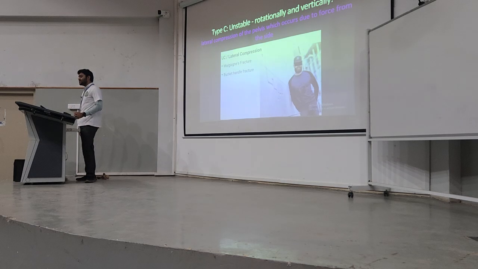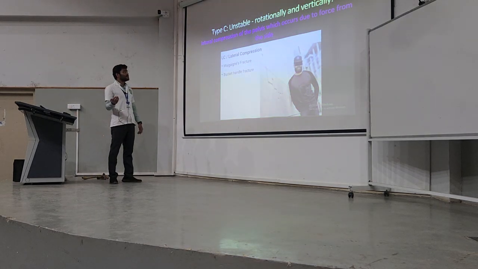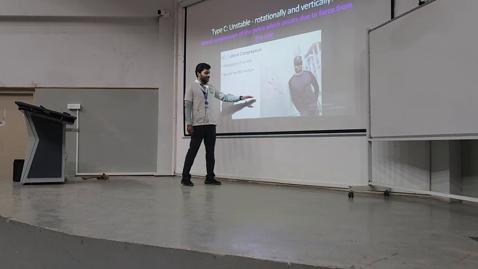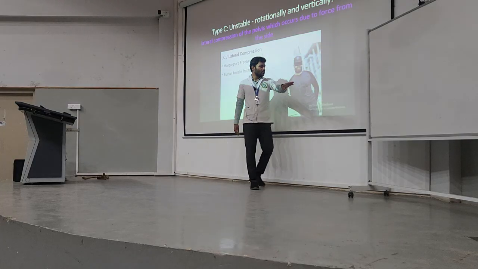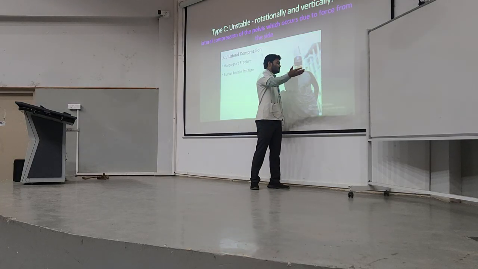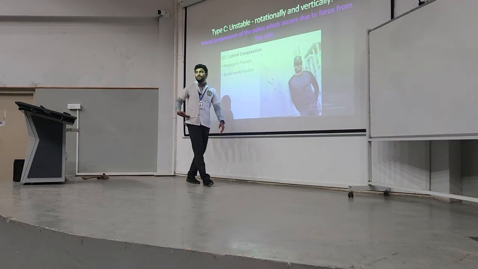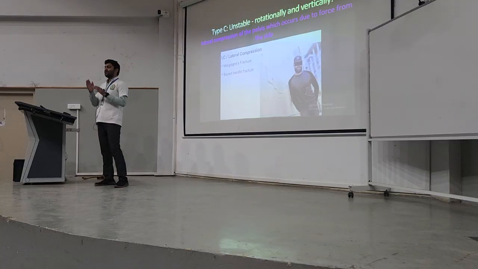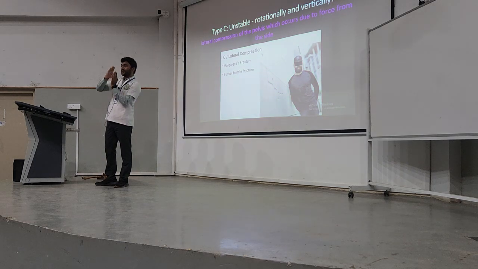Type C will be the unstable rotationally and vertically, where lateral compression of the pelvis occurs due to force from the side. So suppose a person is standing to the side of a wall. So if a car or some object comes and hits the person from the lateral side, there will be lateral compression, where there could be two types of fractures in the pelvis. One will be vertical like this, and one will be a little slanted, but this will also be vertical.